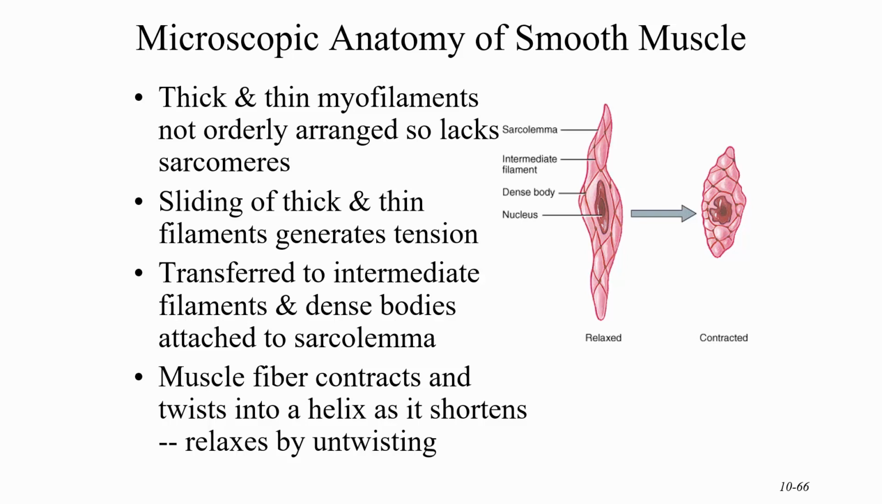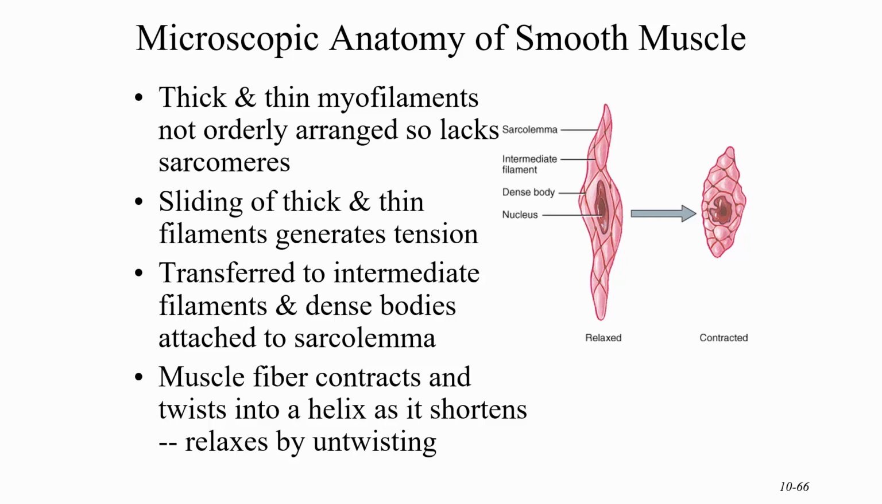Now, the thick and thin filaments are going to be arranged differently in smooth muscle than in cardiac muscle and skeletal muscle. Since it's arranged differently, we're not going to get those striations or stripes that we would see under the microscope. The thick and thin filaments are not orderly arranged, so it lacks sarcomeres.